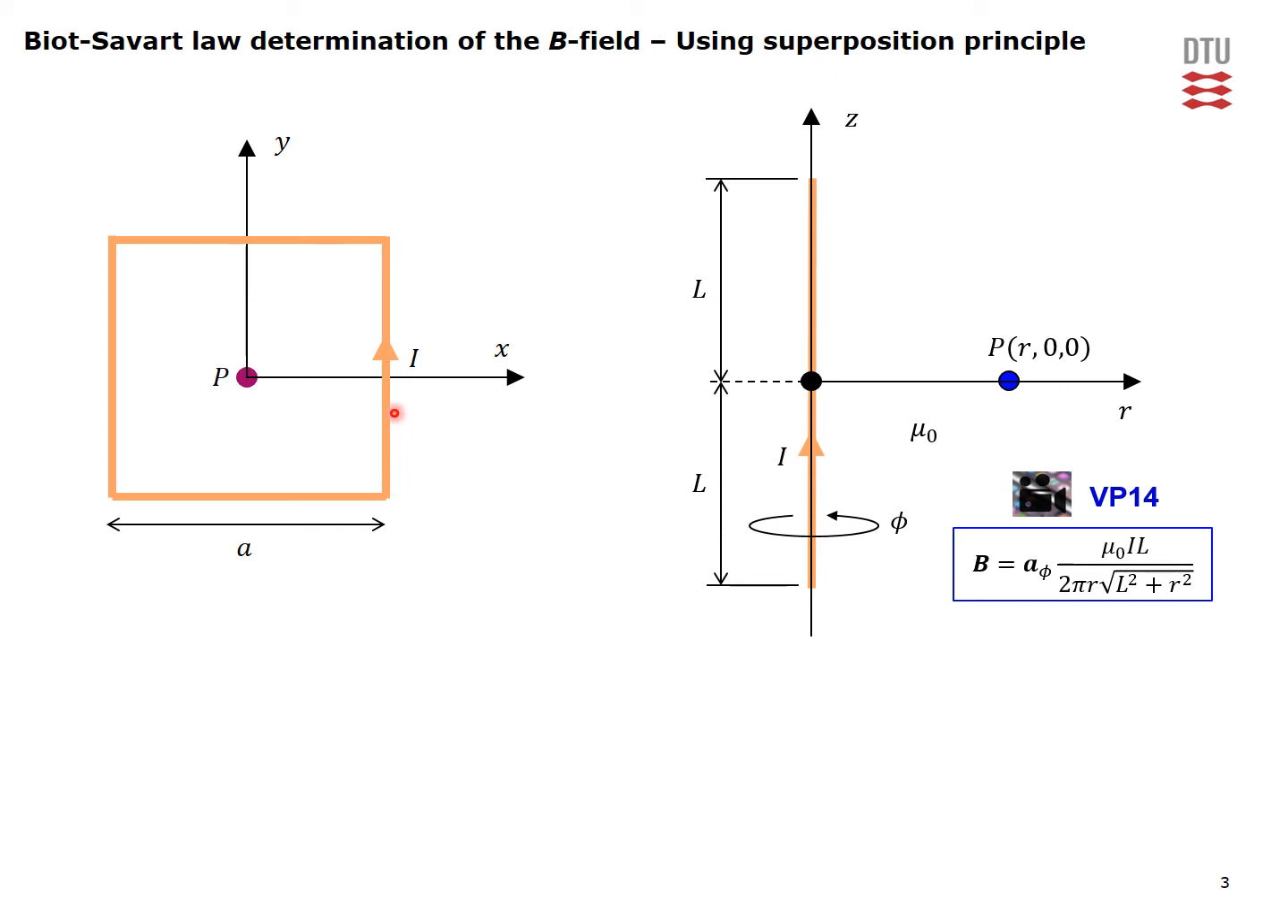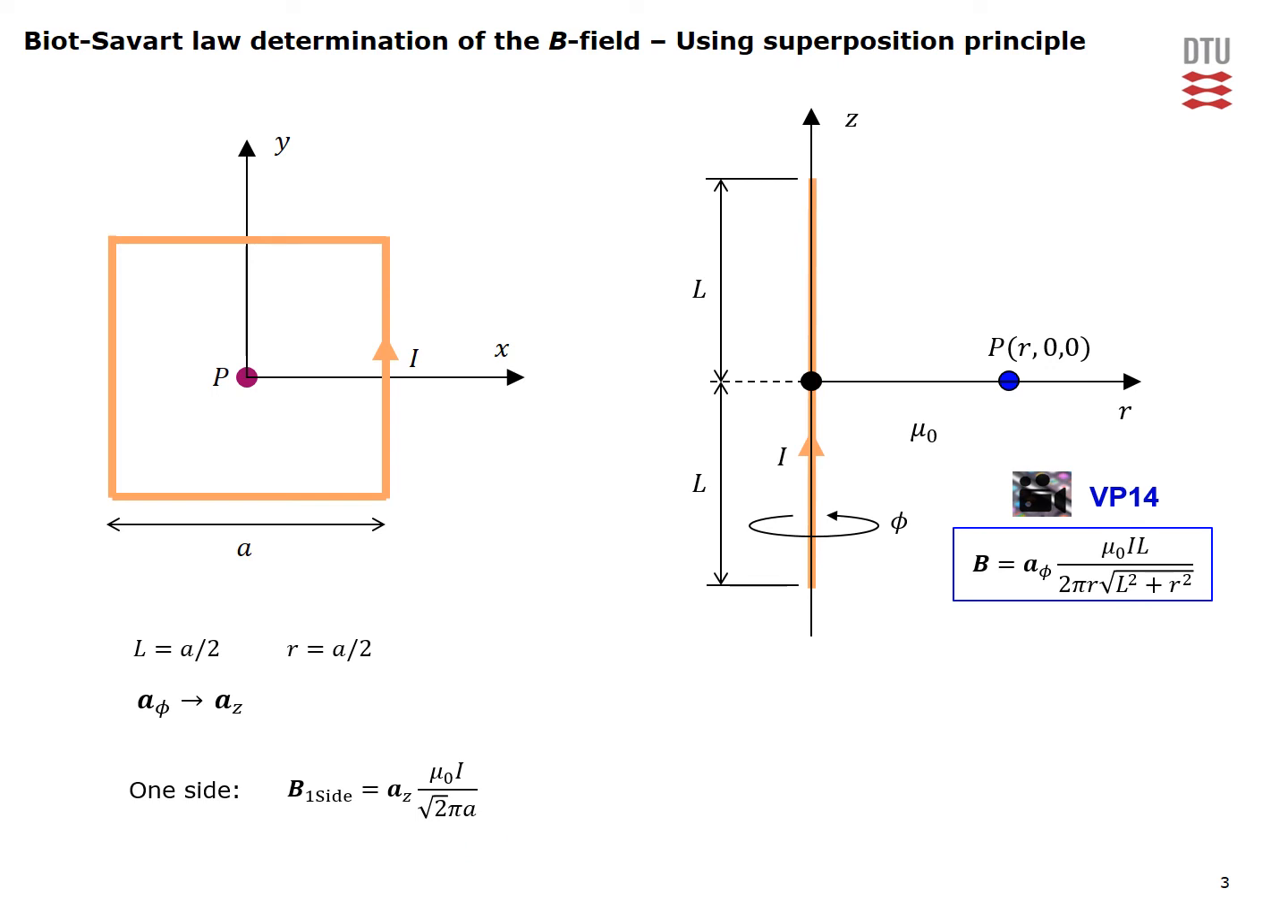Obviously, if we consider this side length over here, what we see is that L from this expression here is A divided by 2. The distance from this conductor here to the observation point is equal to A divided by 2, and our phi unit vector that we can see here, when evaluated at this point for this particular side of the loop, will point in the Z direction.